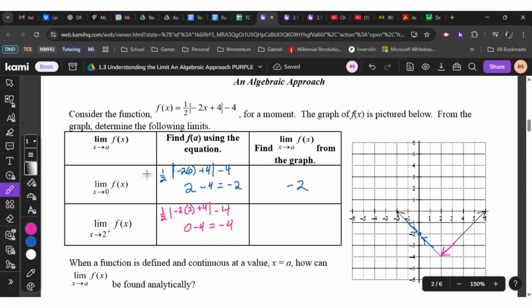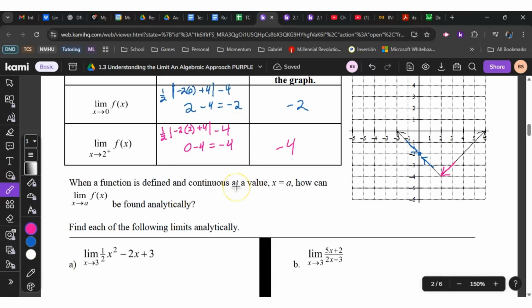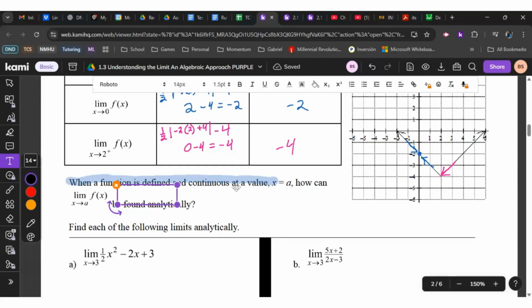That's what I thought. Okay, so as we go to the right-hand side of 2 and we approach 2, what y value am I getting to here? -4, right? So the limit was -4. Now, this is kind of important because what this is telling us is that when a function is defined and continuous at a value, then x equals a, then how can the limit as x approaches a of f of x be found analytically? Well, let's first start and make sure you guys remember what continuity means.